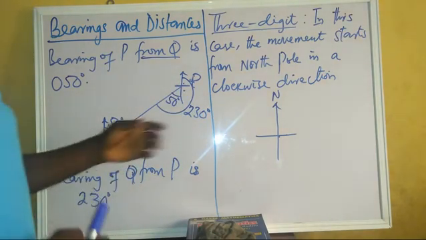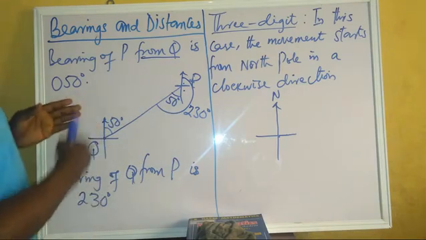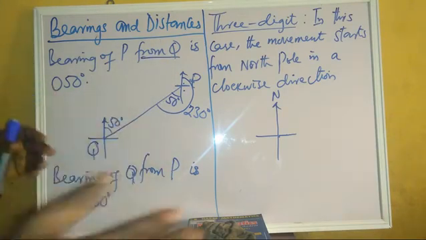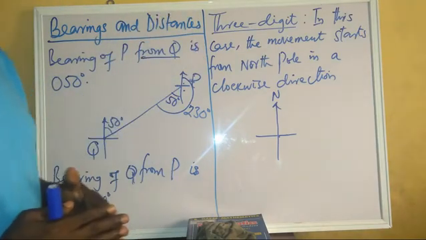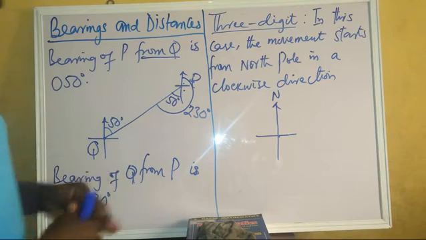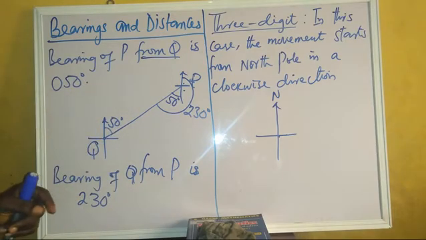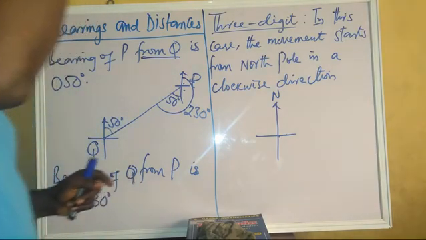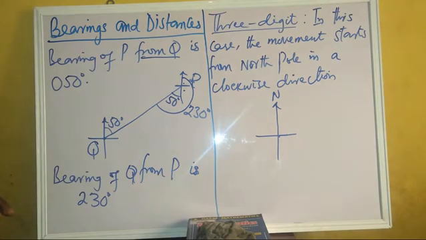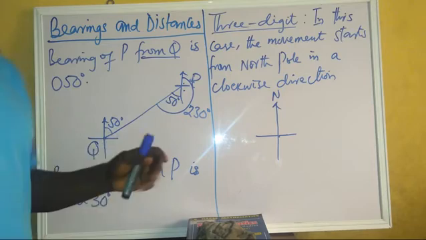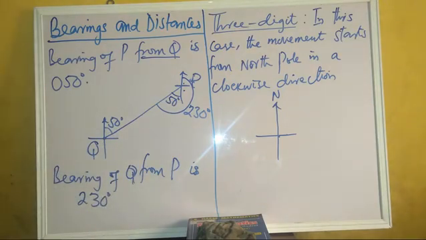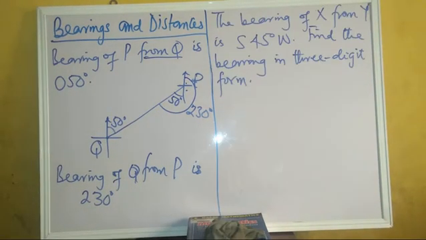So whenever you want to find the bearing of one point from another, what you are expected to do is to look at the line joining those 2 points. Then look at the North Pole of the starting point that you are asked to calculate, and trace in a clockwise direction to the line joining them. That will give you the bearing that is specified. Now let us look at this.